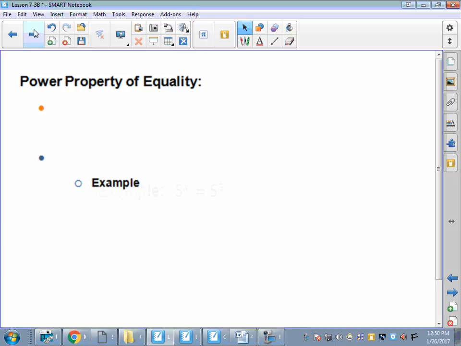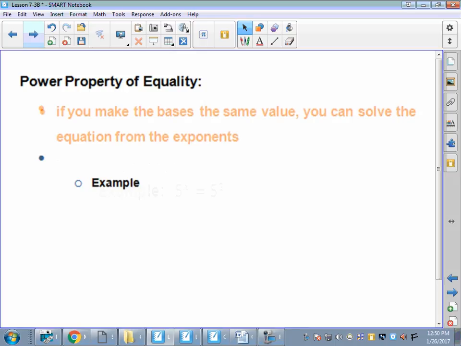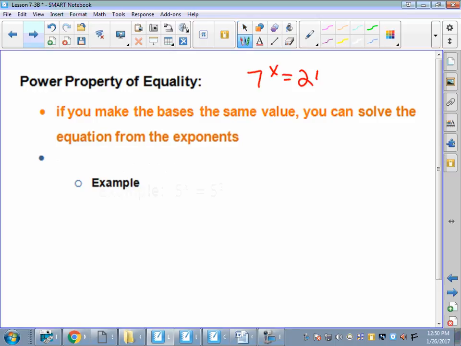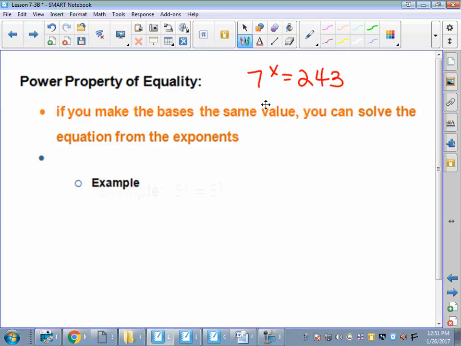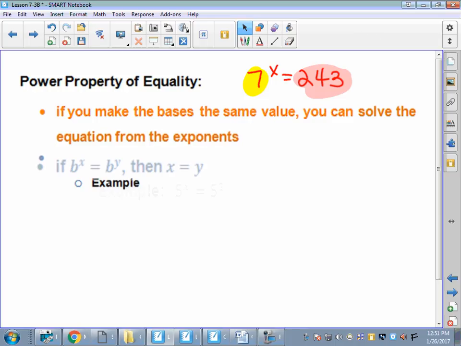First of all, we need to know about the power property of equality. Here's what this says. If you make the bases the same value, you can solve the equation from the exponents. So in that example that I just said, 7 to the x equals 243, one of my bases is a 7. My other base is a 243. Those are not the same bases. But if we can figure out how to make them the same, we can solve an equation.